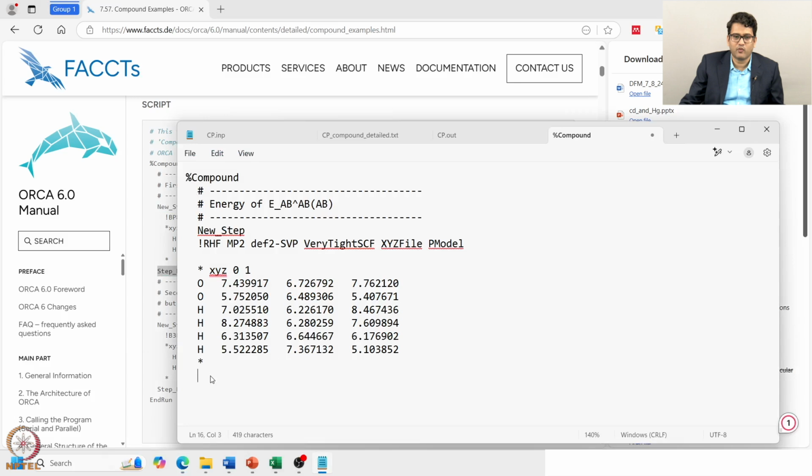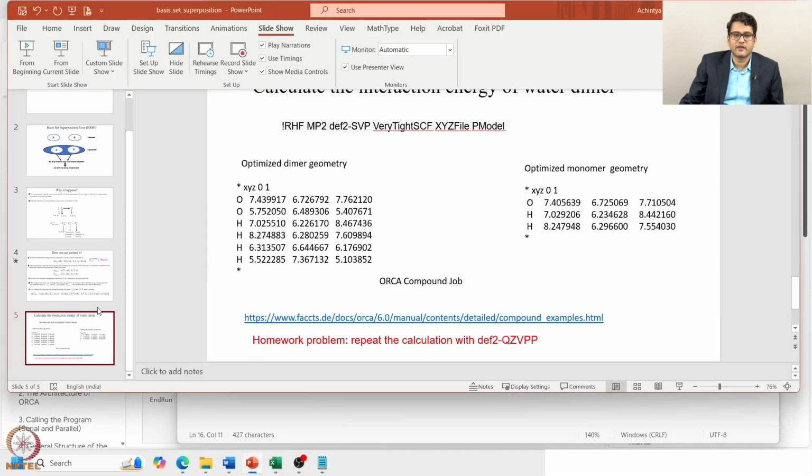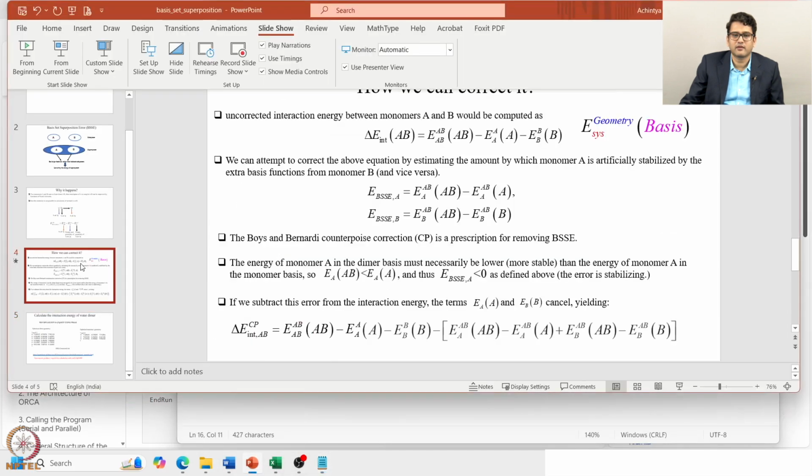So once you make one of it, we can just copy paste for the next one. So this is the first thing we needed, the energy of the system AB at the geometry AB and basis set AB. Next thing, we would need the energy of A at the geometry A with basis set A.